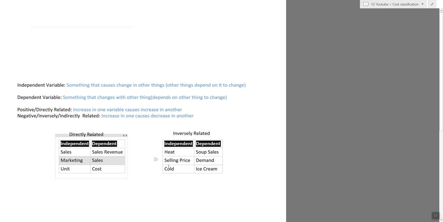So if we look at cold and soup sales, then they are directly related. The more the cold, the more will be soup sales. The more the heat, the more will be ice cream. But if we are looking at these two, then when one increases, another decreases with it. So this is it for cost classification. Some of the points I will explain in questions. Remember, my style is that most of the things that remain, I explain in questions. So let's look at questions.